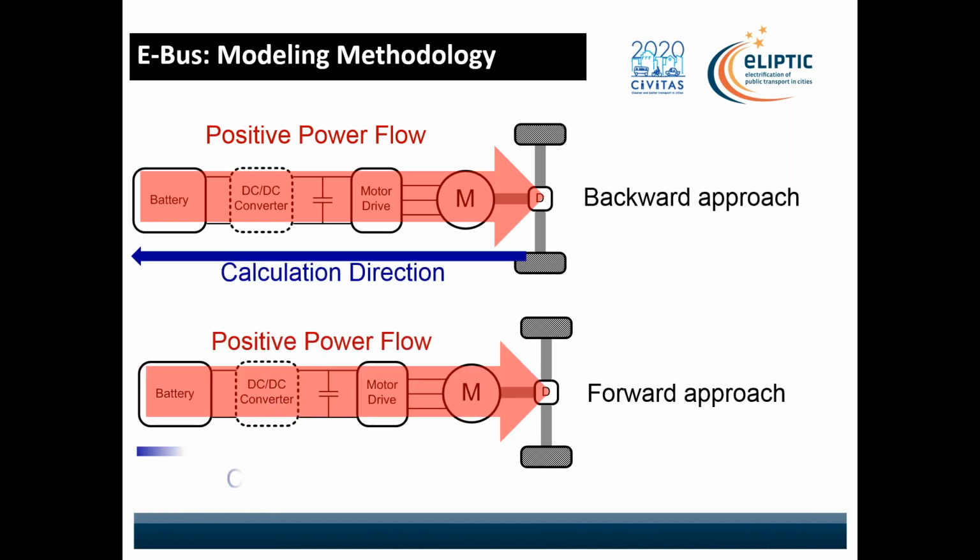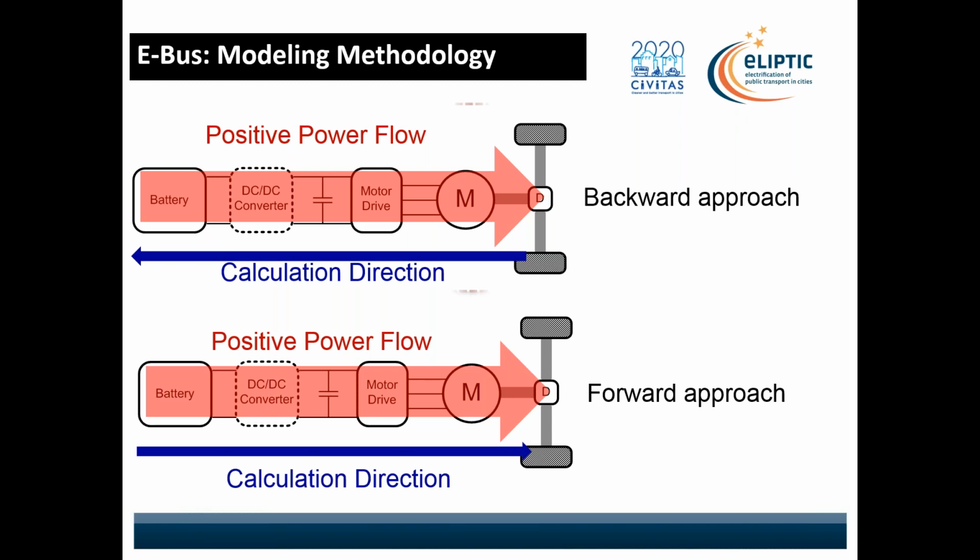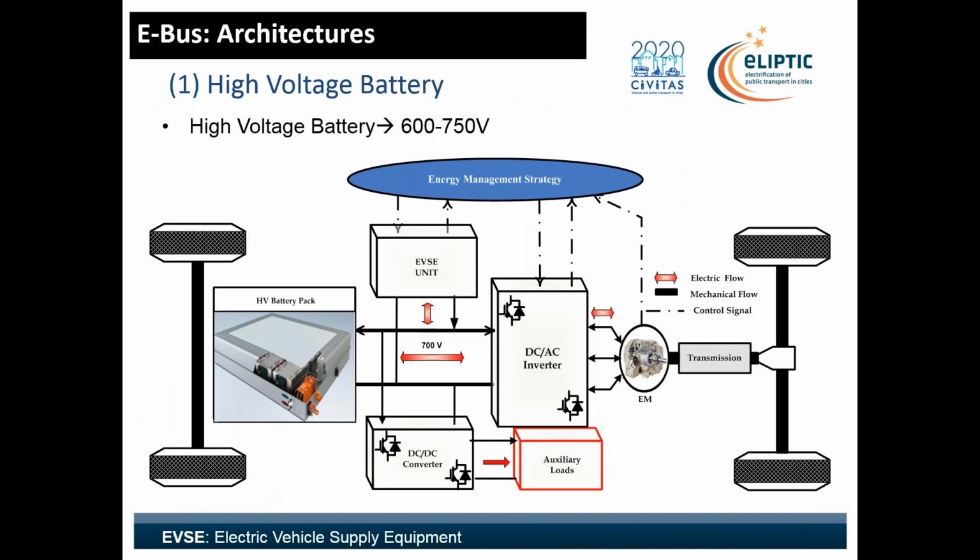And another way is also positive from battery to wheel, but the direction of the calculation is different. So we start with the battery and then we size all the components. This is the focus of our feasibility study, that we use our simulation tool on backward calculation, and on which E-bus architectures, that we have two main architectures of high voltage battery.